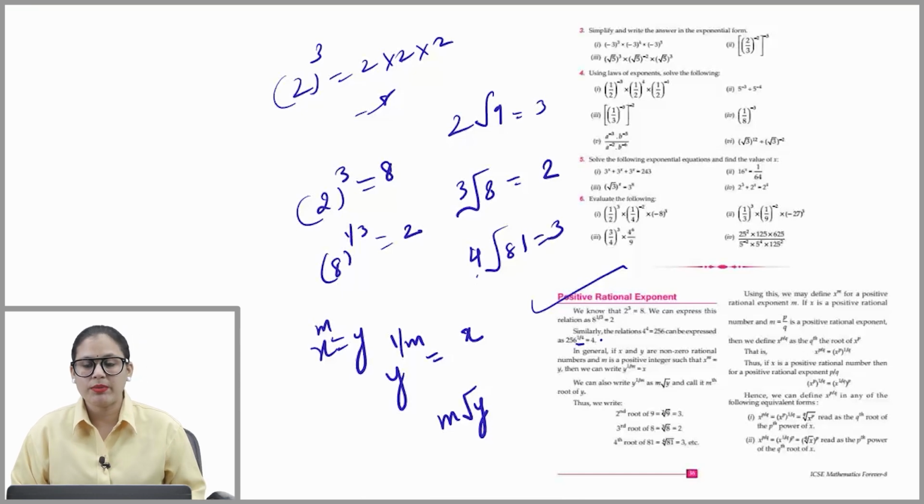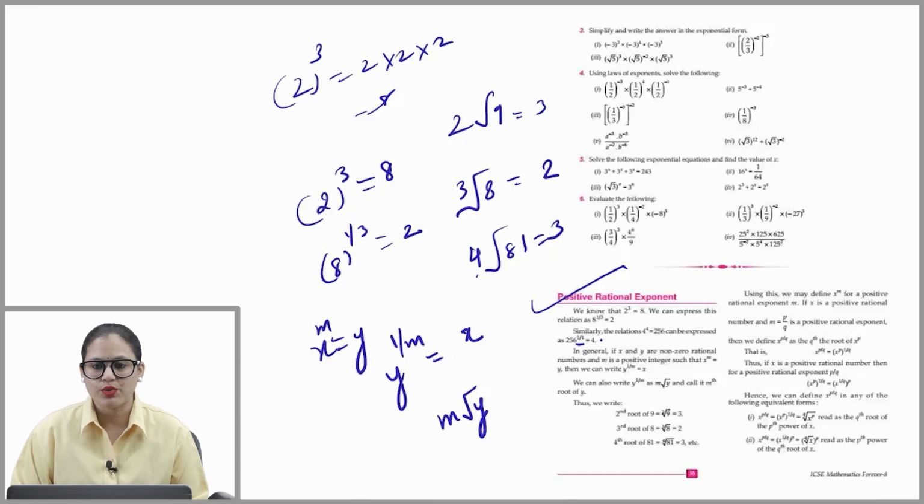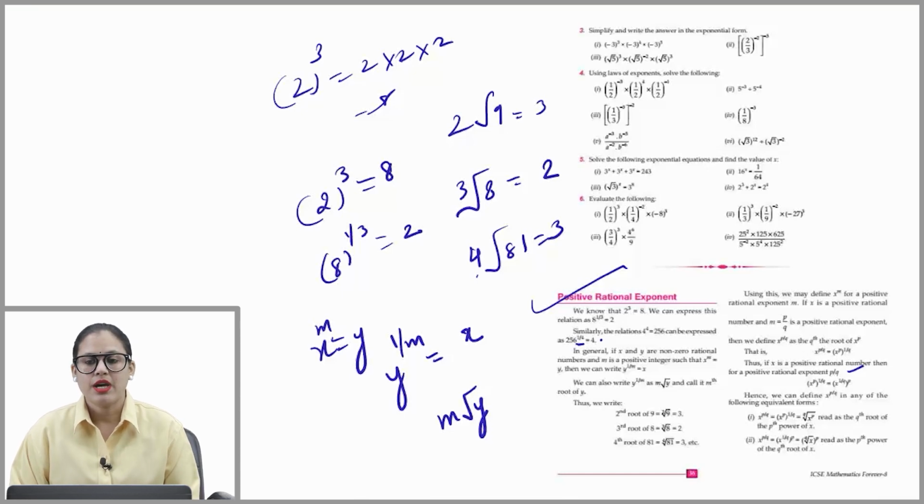So using this, we may define x raised to the power m for a positive rational number m. If x is a positive rational number and m is equal to p by q is a positive rational exponent, then we define x raised to the power p by q as the qth root of x to the power p. That is, x raised to the power p by q is equal to x raised to the power p, raised to the power 1 by q. Thus, if x is a positive rational number, then for a positive rational exponent p by q, it is x raised to the power p raised to the power 1 by q, which is equal to x raised to the power 1 by q raised to the power p.